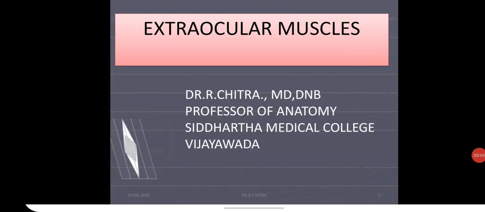Today's topic is the extraocular muscles, which is an important topic in the head and neck region. In the head and neck region, we have already covered the scalp, face, parotid gland, dural folds, dural venous sinuses, cavernous sinus, and pituitary gland. And the next dissection is the extraocular muscles, or the muscles in the orbit.